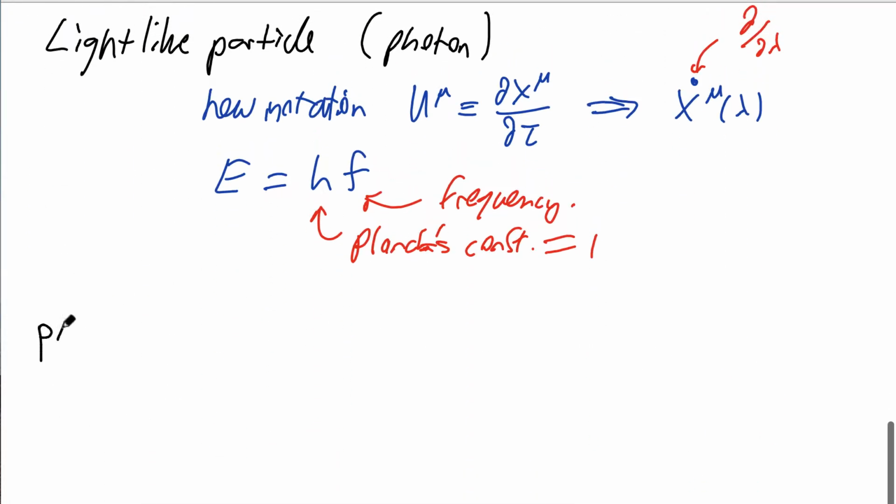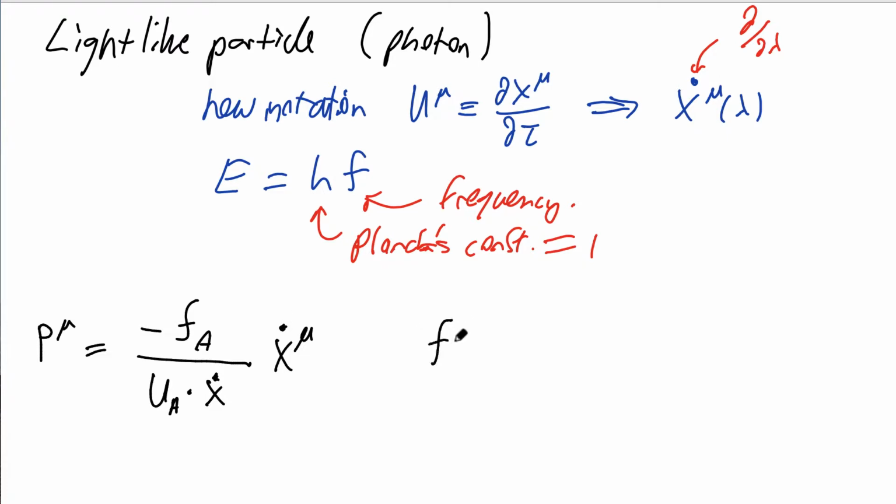So the momentum of the photon is equal to minus the frequency as measured by some observer, call that observer A, divided by the inner product between A's four-velocity and the tangent to the photon world line, times the tangent vector. And we have the frequency measured by any observer B is minus the four-velocity of B inner product with the momentum of the photon.